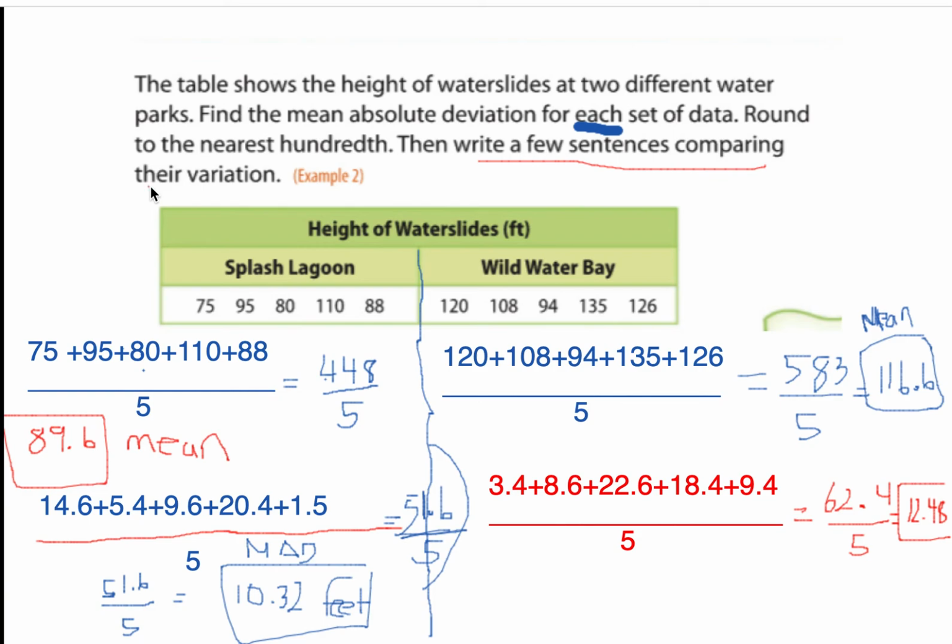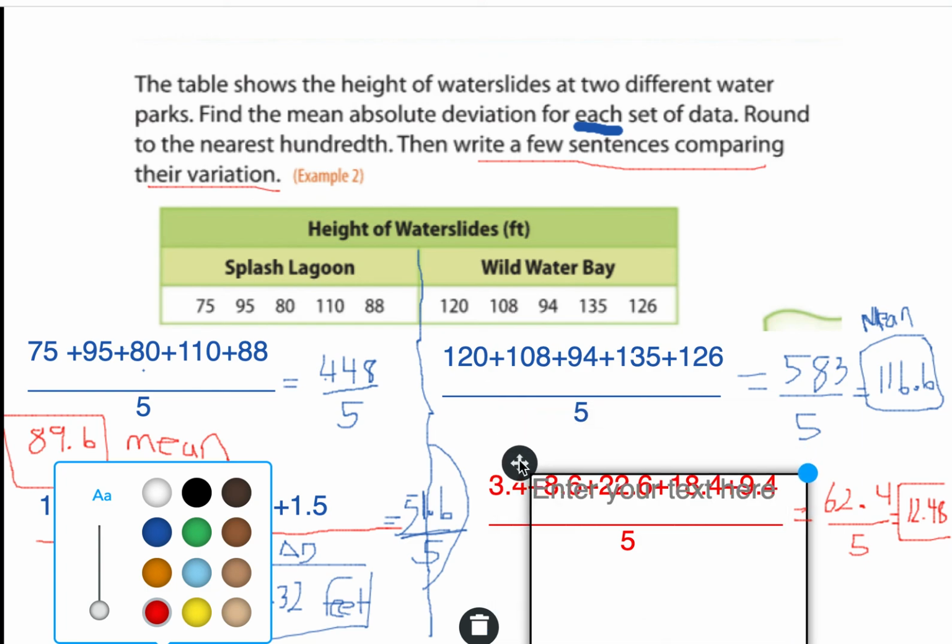Now, if I look at 12.48 and I look at 10.32, it says write a few sentences comparing their variation. Well, the truth is, if we compare it, we know that the values for the Splash Lagoon here versus Wild Water Bay, if I look at this, the heights of Splash Lagoon are closer together because look at 10.32 is smaller than 12.48. So I'm going to write that the height of the Splash Lagoon, their numbers are just closer together because the MAD is 10.32. It's smaller than 12.48.